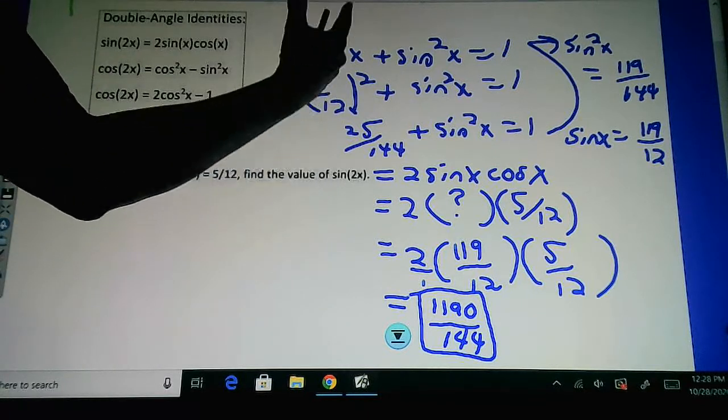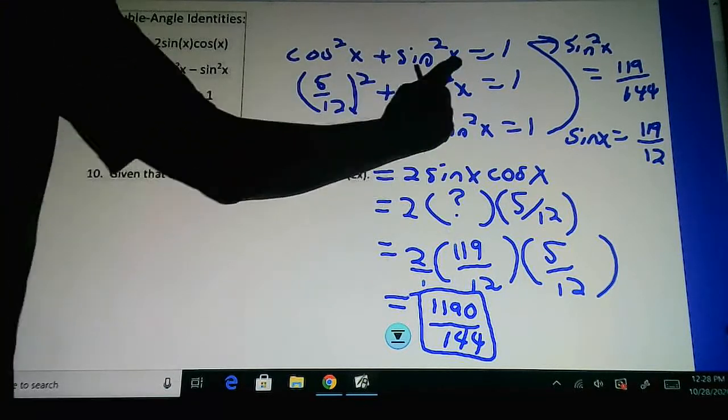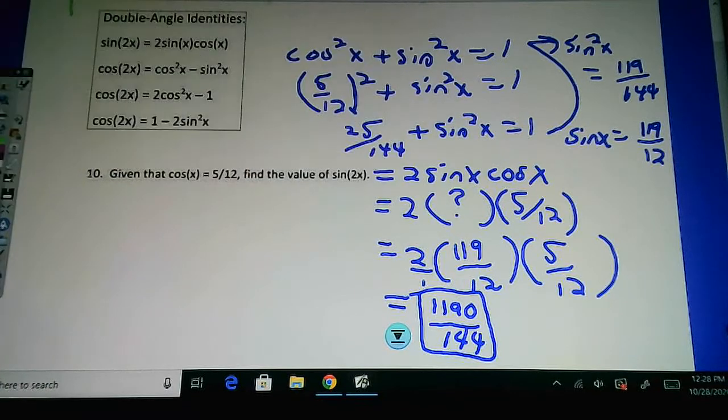On the sine 2x rule, you have to go and find the other piece. They'll give you one piece. You need to find the other piece from the Pythagorean identity. Fortunately, these other ones are going to be easy because you don't need two pieces. For the cosine of 2x, all you need is one or the other.